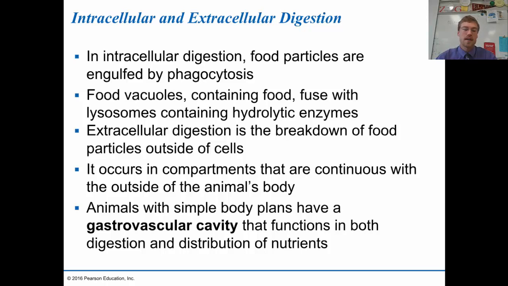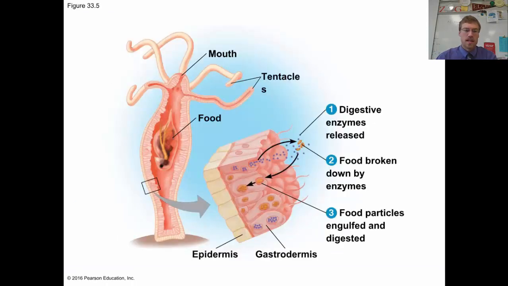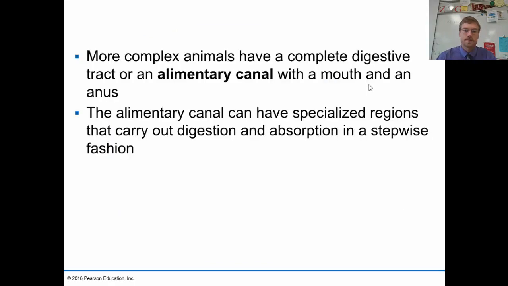Animals with simple body plans have what is known as a gastrovascular cavity that functions in both the digestion and the absorption of the nutrients. This is an example of a gastrovascular cavity. This is a hydra, a simple animal. This is the cavity right here. Digestion occurs here, so they have digestive enzymes that are released. They break down the food, and then it is absorbed into those cells, and from there it is transported throughout the body. So it all occurs in one place. That's why it's called the gastrovascular cavity.